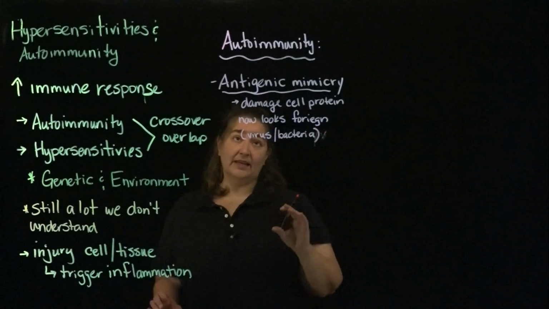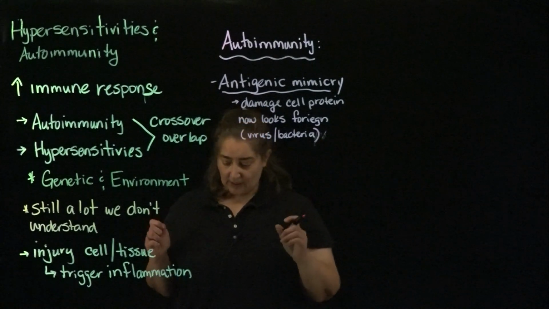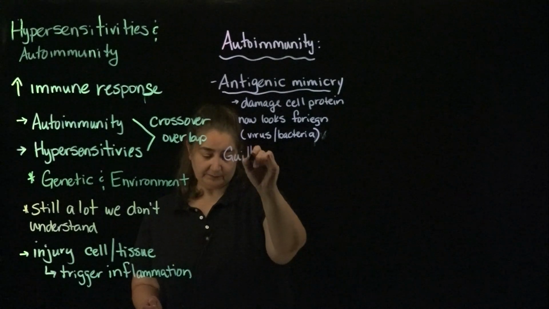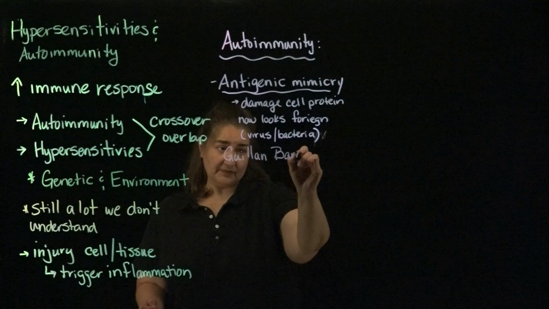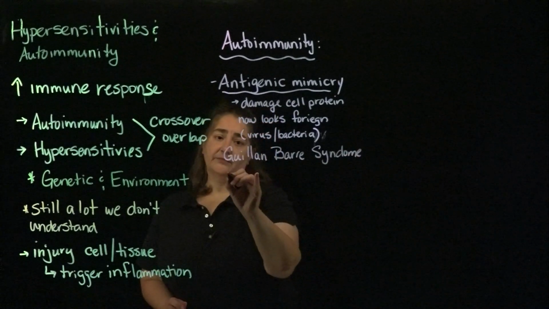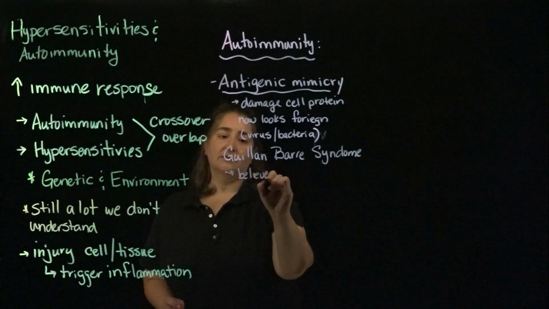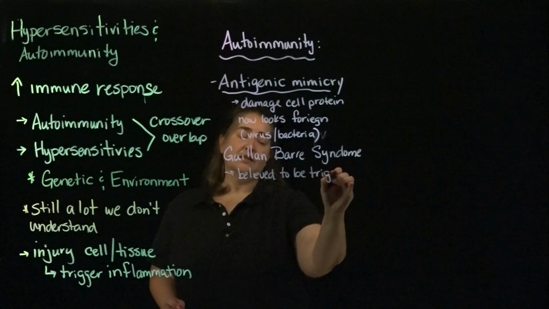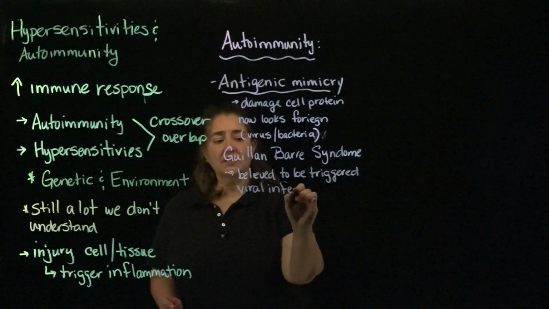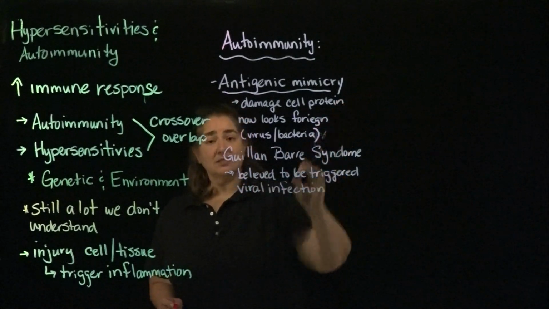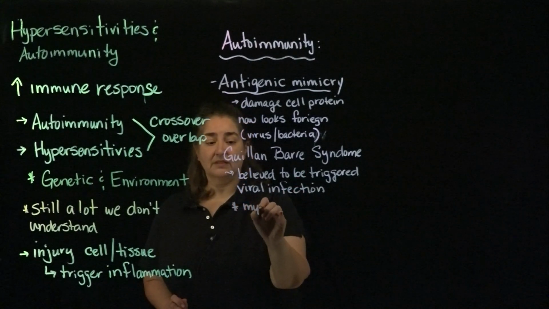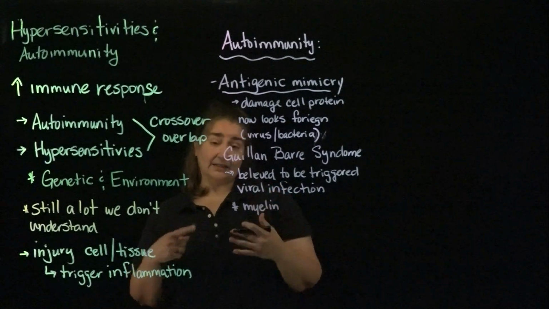So with that antigenic mimicry, all right, an example of that is going to be Guillain-Barré syndrome. Okay? Now, in the case of Guillain-Barré, it's believed to be triggered most likely by viral infection. So something associated with the viral infection damages some of the tissue in the body. In this case, the tissue that is targeted is the myelin that surrounds the axons, okay?